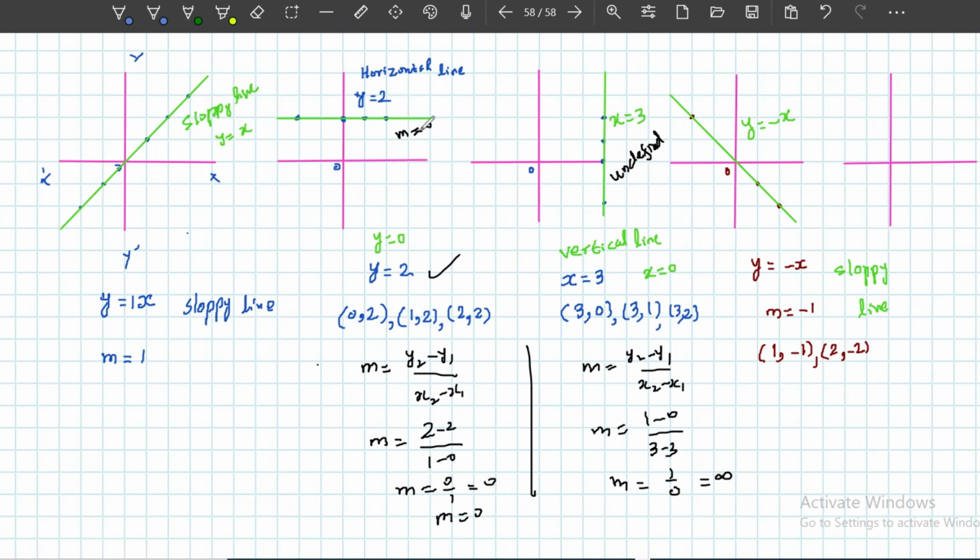m = 0 when you have a horizontal line. And when it is a vertical line, it is undefined. When we have a slopy line and it moves left to right up, the gradient is positive. And when it moves down from left to right, the gradient is negative. I hope it is clear when it is slopy, when it is horizontal, when it is vertical, everything is clear.